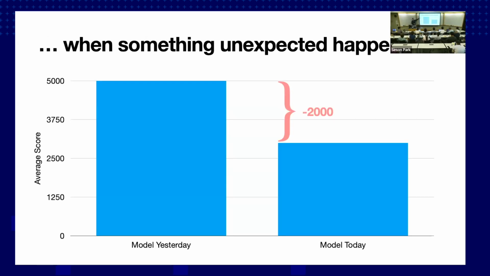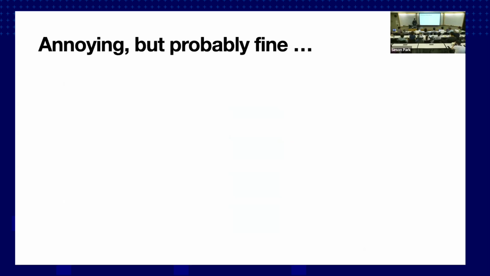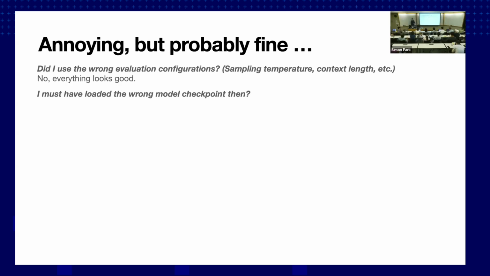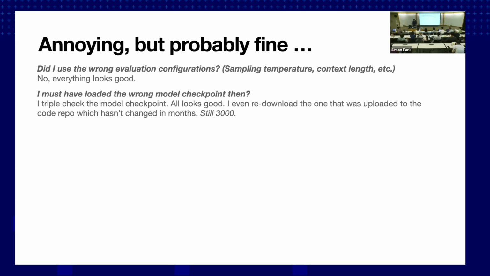We used to get 5,000 when we evaluated on the game. The next day we get 3,000. We're like, okay, that's a little weird, a little bit annoying, but probably fine. Maybe something with the evaluation configurations was wrong. So I double checked that, but everything looks good. Maybe the checkpoint was wrong. So I triple checked the checkpoints. I even re-downloaded the one that I uploaded to GitHub, but it's still getting a score of 3,000.